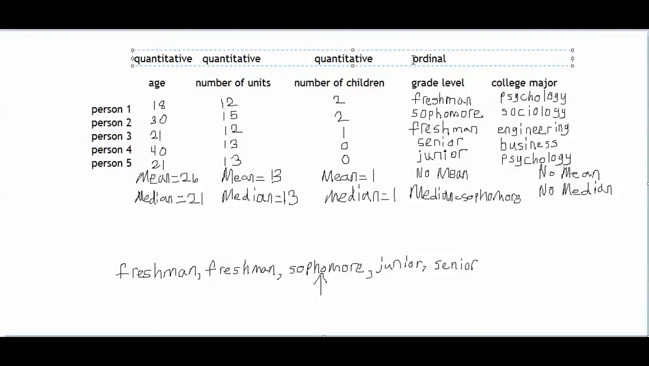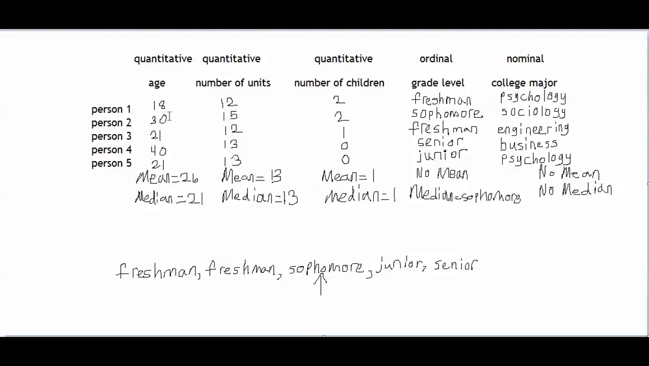I'm writing ordinal up here, but remember that ordinal is a type of qualitative. And remember that nominal is a type of qualitative. When you have qualitative data, you can never calculate a mean, but you can find a median as long as the data is ordinal. You can't find a median if the data is nominal.